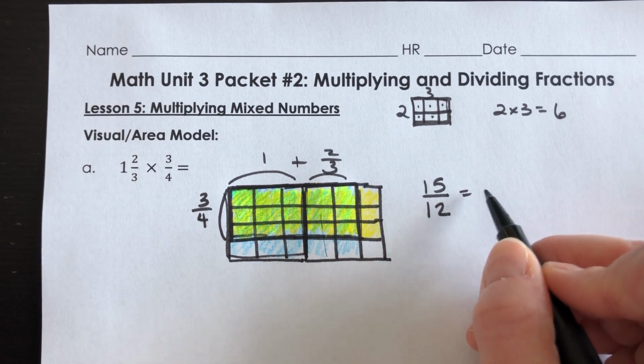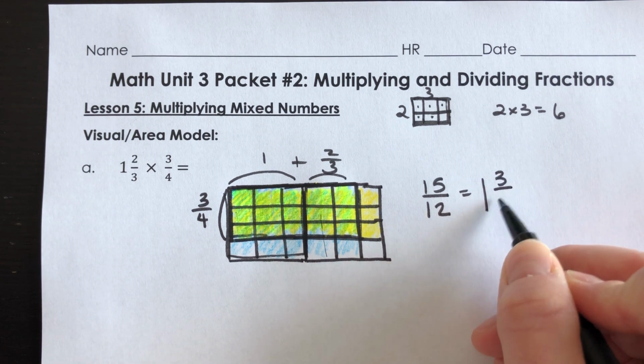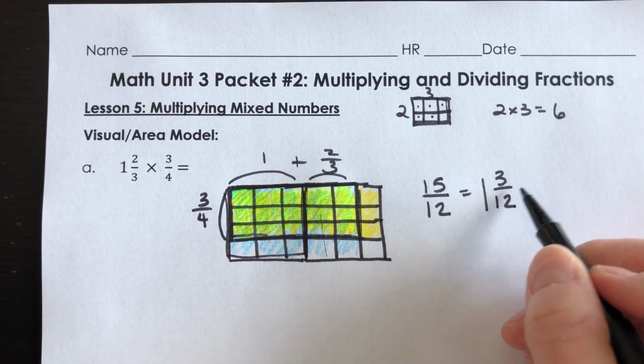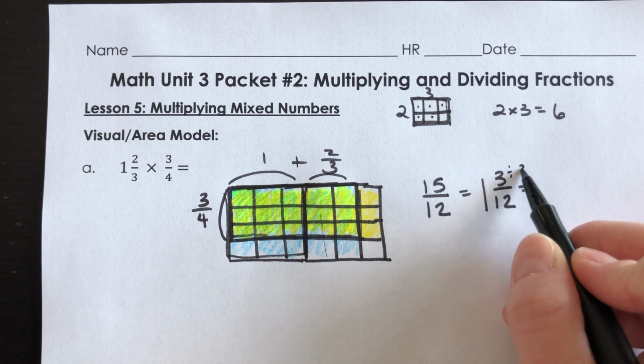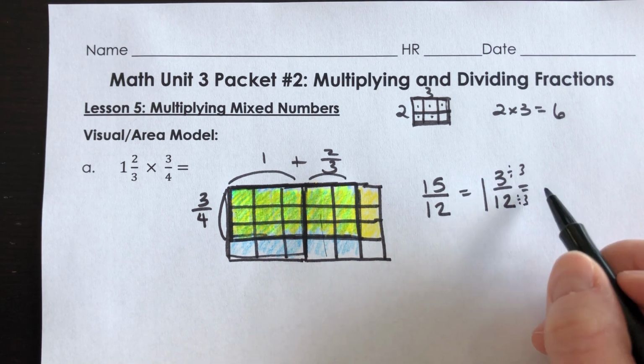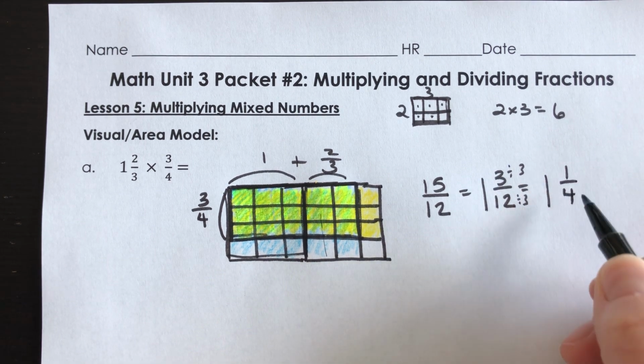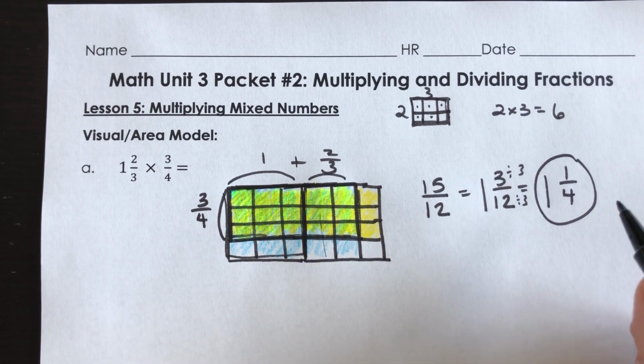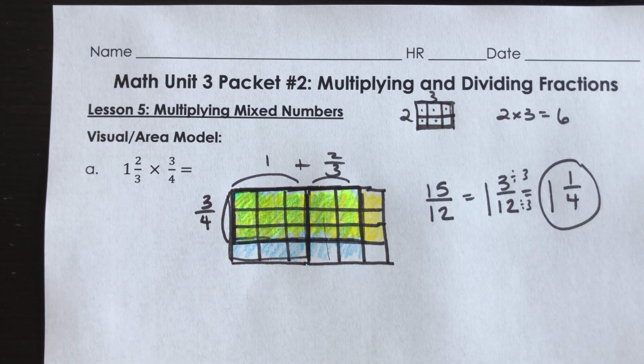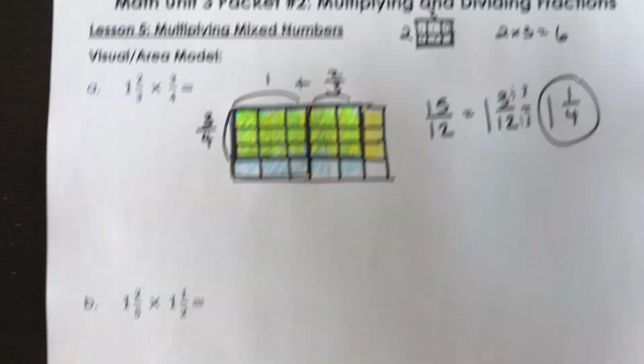I know that 12 goes into 15 one time, and there's 3 12ths left. And I also know that 3 and 12 can both be divided by 3. So 1 and 1/4 should be your final answer for that. Okay, let's look at our next one.